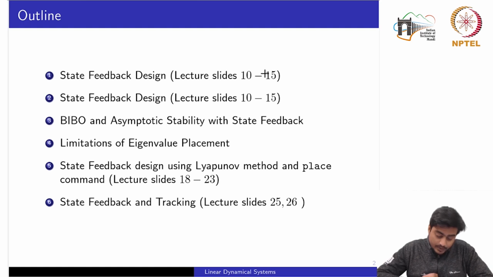Fourth, we will see the limitations of eigenvalue placement, that is, which eigenvalues we can place arbitrarily. The fifth problem deals with the state feedback design using two methods we have introduced during the theory classes. First, using the Lyapunov method, and another we will directly show with the place command. This place command is basically equivalent to the eigenvalue assignment method we have covered in lecture slides 18 to 23. The last problem deals with the state feedback and the tracking problem.